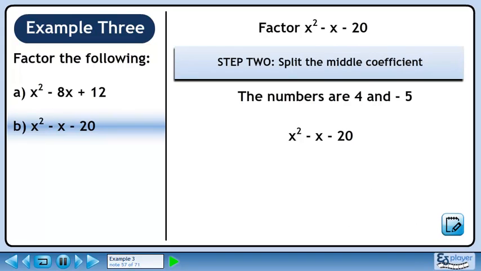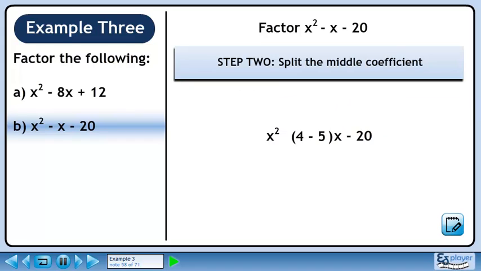In step 2, we'll split the middle coefficient. Minus 1 is the same as 4 minus 5. Four times x is 4x. Minus 5 times x is minus 5x. The four-term polynomial is x squared plus 4x minus 5x minus 20.